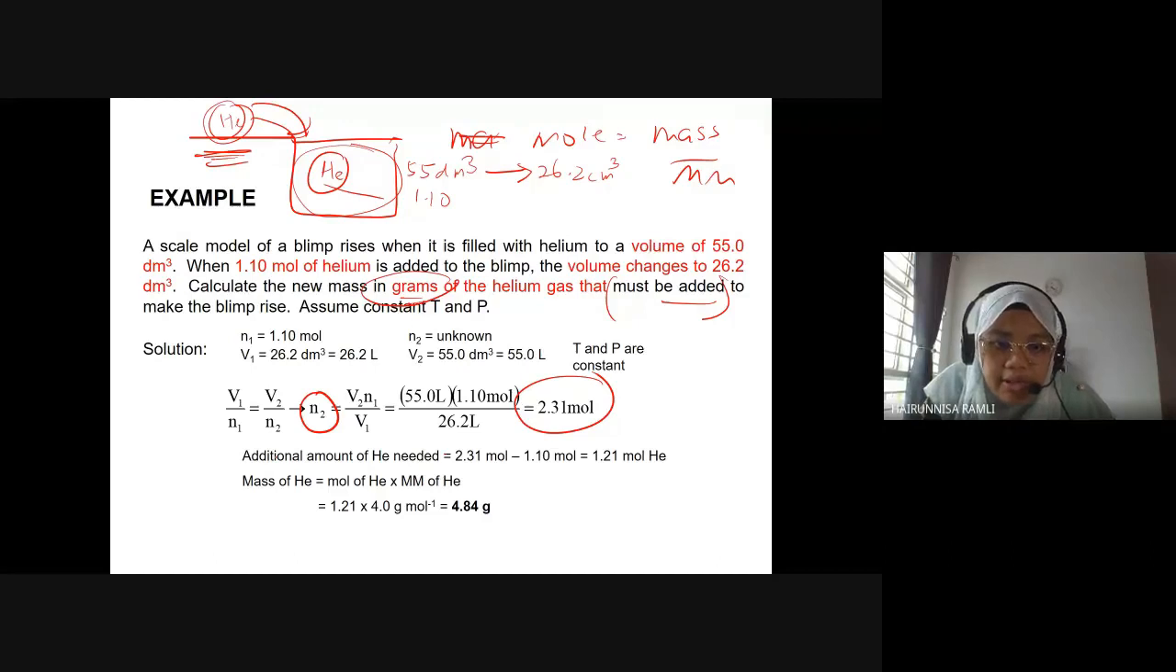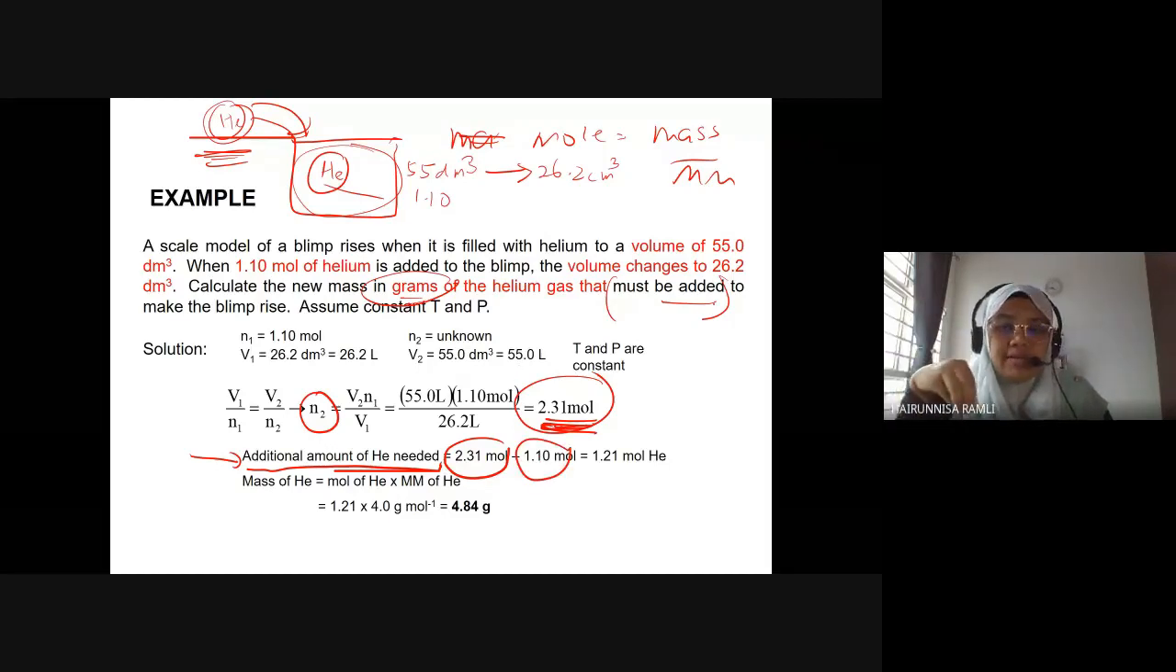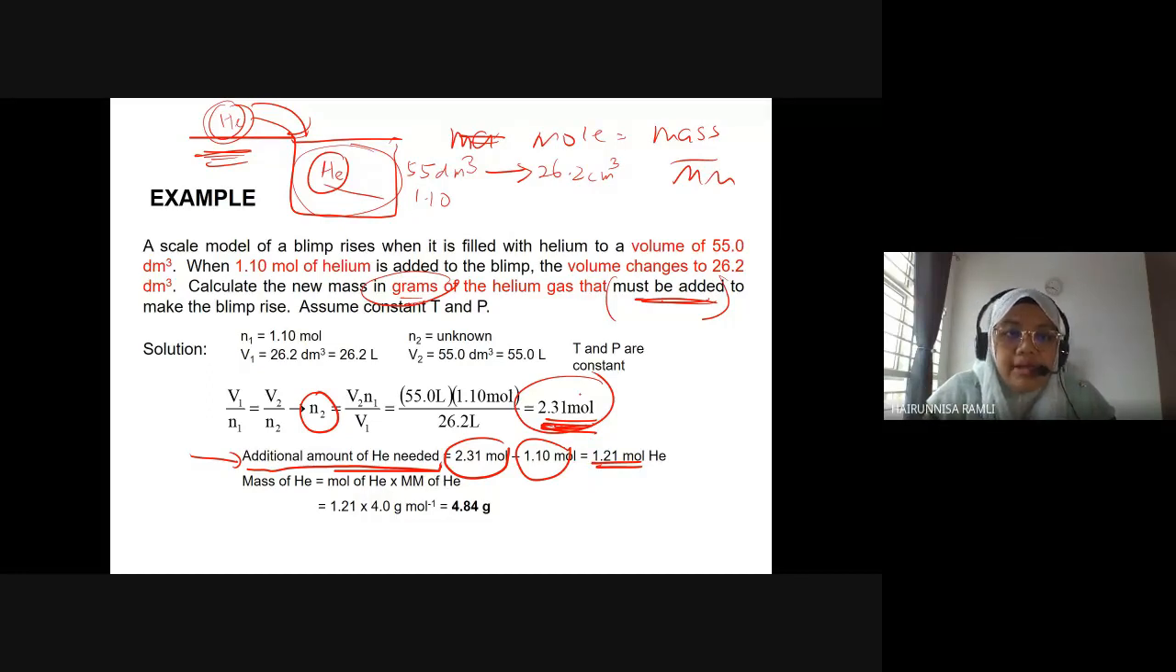That is why if you look at the step after you get the mole, you have to calculate the additional amount of helium needed. So 2.31 is the mole that has changed after adding helium, right? The mole that has changed. So the original mole is 1.1. So the mole that must be added is actually only 1.21. I hope you are clear with this kind of question. Need to take note. Need to be careful, you cannot say, oh actually this is just the mole. No, actually you have to subtract first. You get the mole that must be added, only this, then we find its mass.